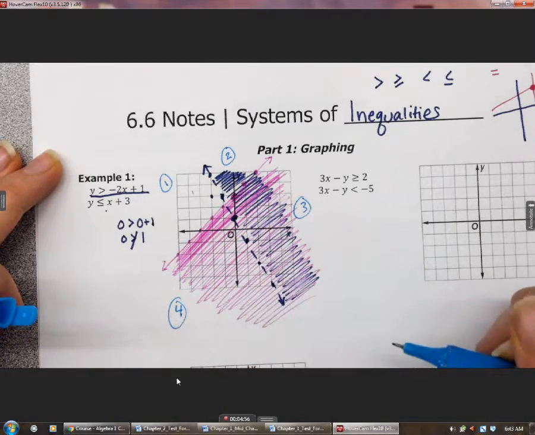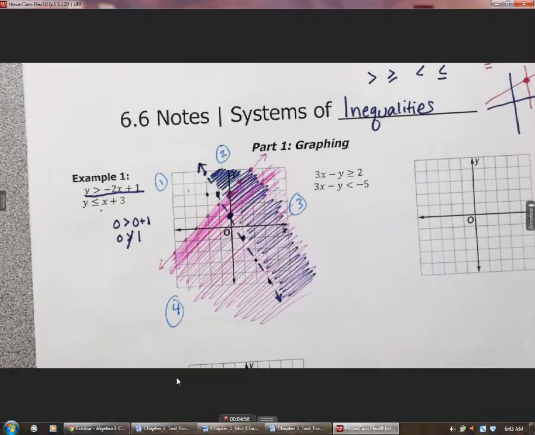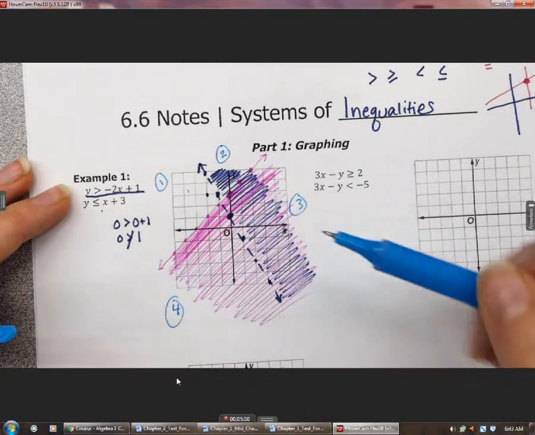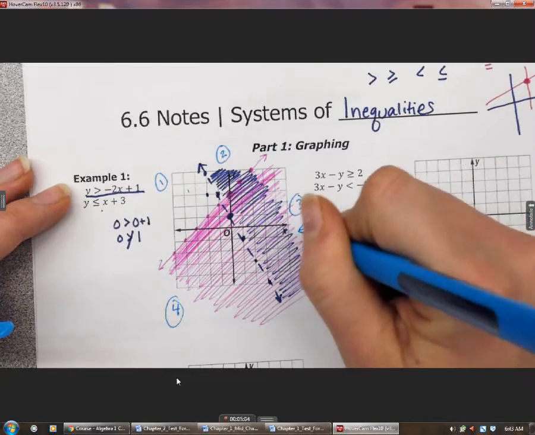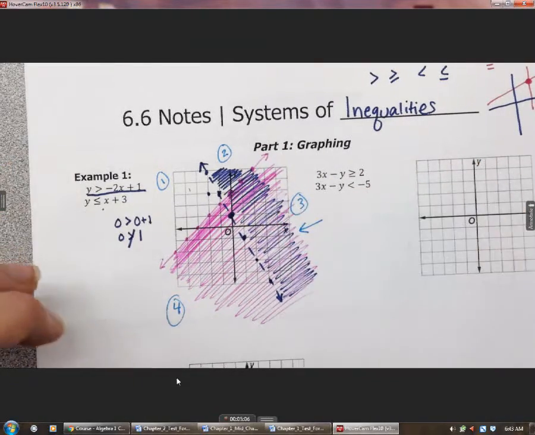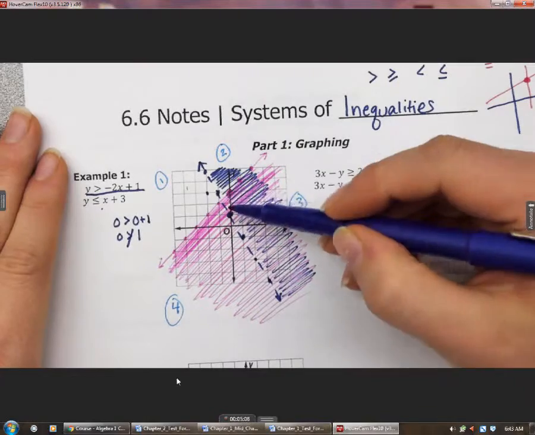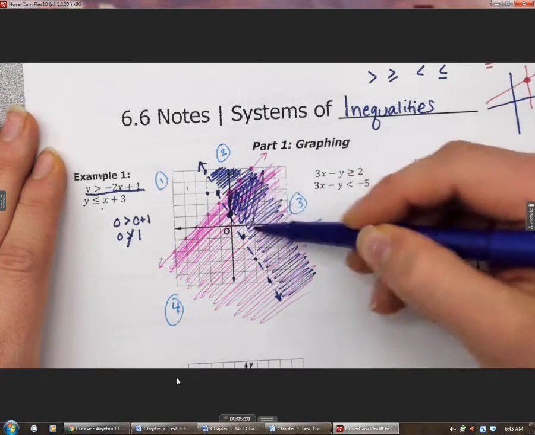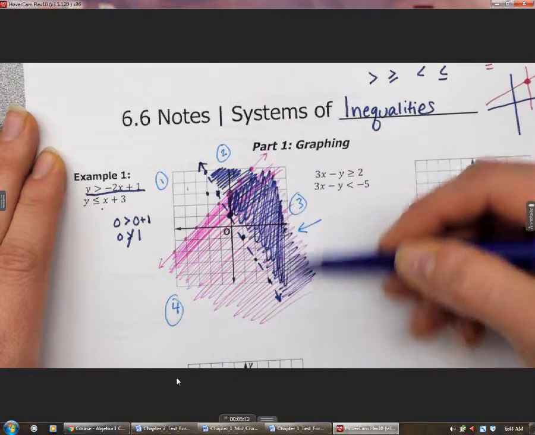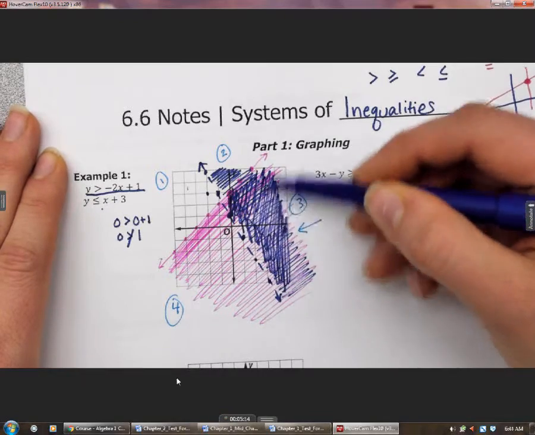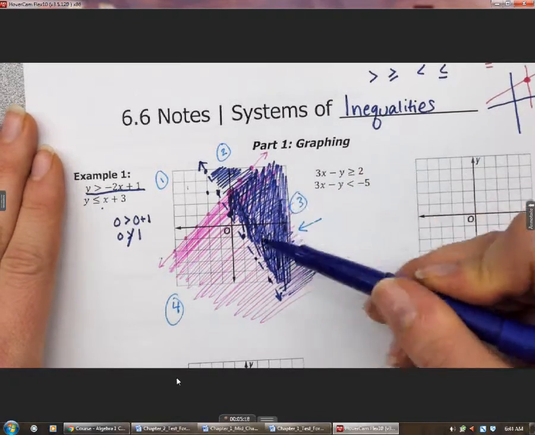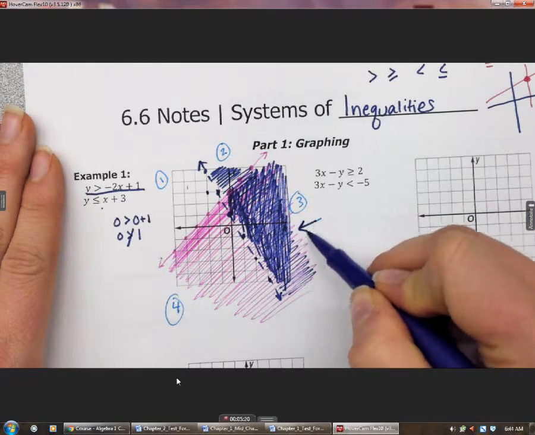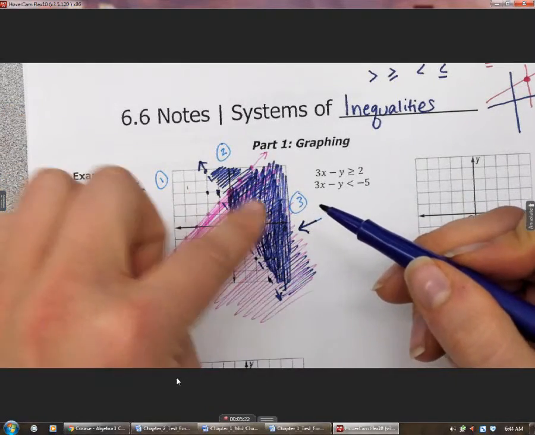The actual solution to this system of inequalities is this region right here where they overlap. So on your test, you'd need to draw me an arrow or make this really super dark so that I know. That's why it's better for you to try this with pencil, because that's how you'll do it on your test. This right here is the actual solution. This is the shaded region where both of those overlap.